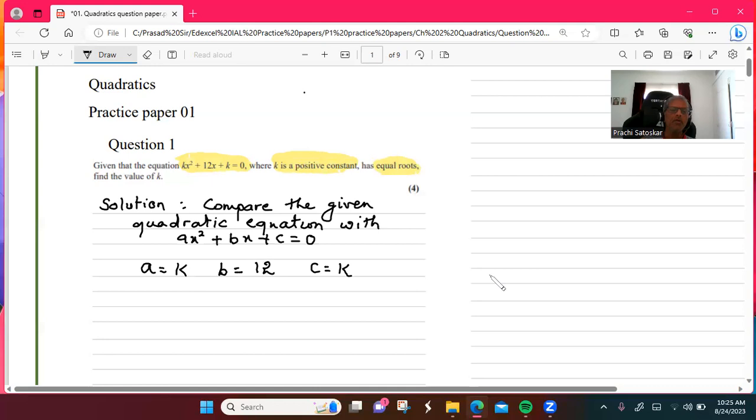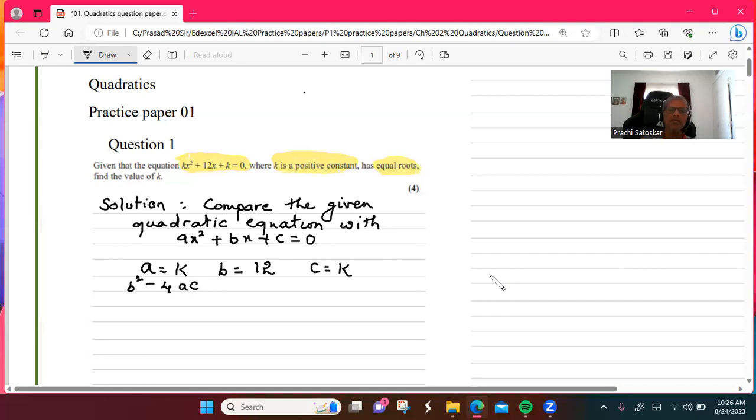Now you have already studied about the roots of the quadratic equations, the formula for the roots of the quadratic equation, and in the formula for the roots of the quadratic equation, we have studied about the discriminant. Now, what is the discriminant of the quadratic equation? That is b square minus 4ac.